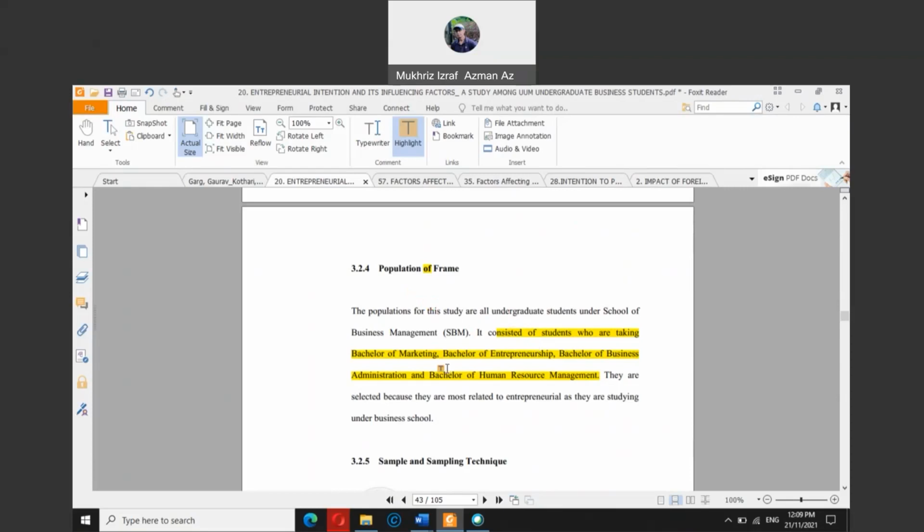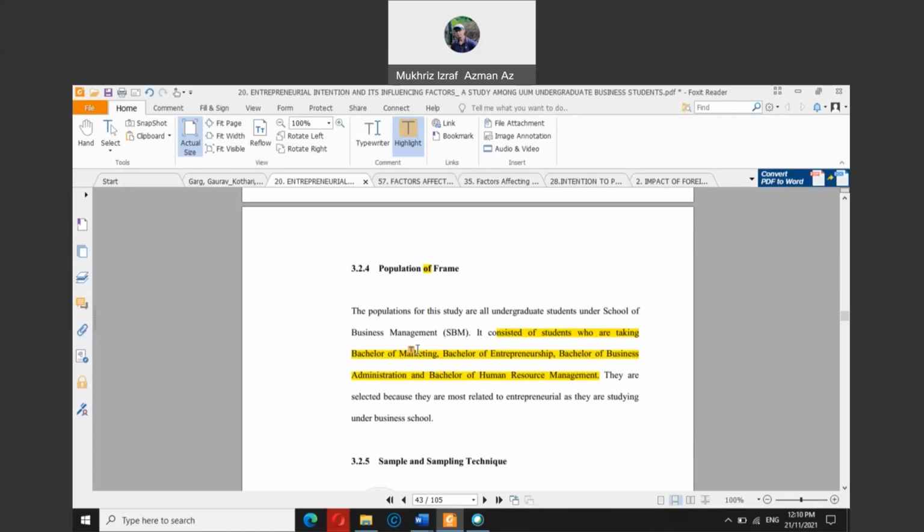Again, this is where you need to read as many theses or journals as you can, whether similar to your topic or not. Focus on this population frame definition and see how you can modify or use that example to fit your project. So that is population frame.